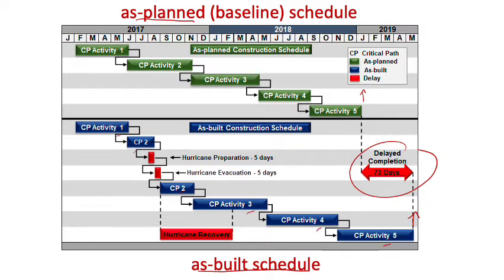So the number of activities does not change, but you see there are some events here, like the hurricane preparation activity and then the hurricane evacuation activity. That means that during the course of this project a hurricane occurred sometime in August and September of 2017. So this event may have an impact on the project. Let's see how this event impacts the project.